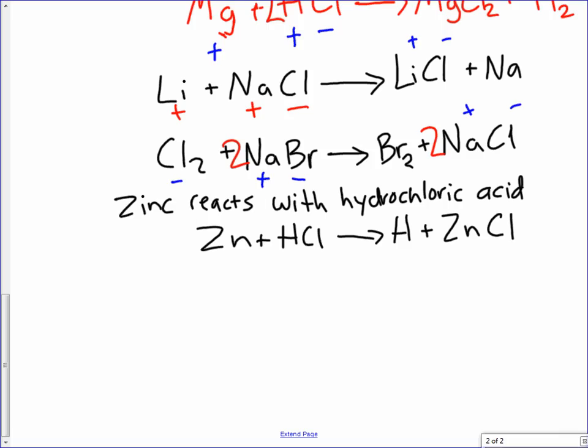Okay, so hydrogen's diatomic, 2 there. Zinc has a +2 charge. Chlorine's got a -1, so that means it's actually going to need to be ZnCl2. Okay, so that's your single replacement reactions. If you still have trouble, go find some more examples, but that's the basics right there.